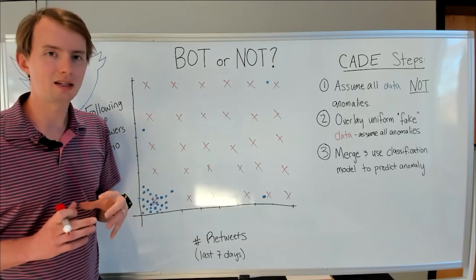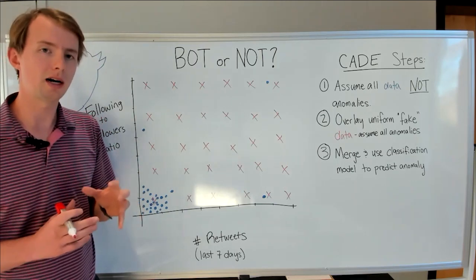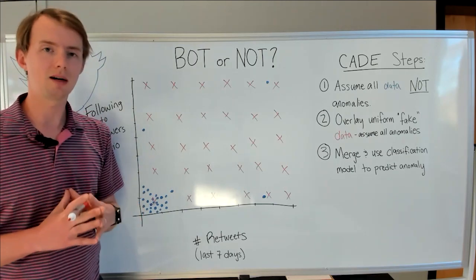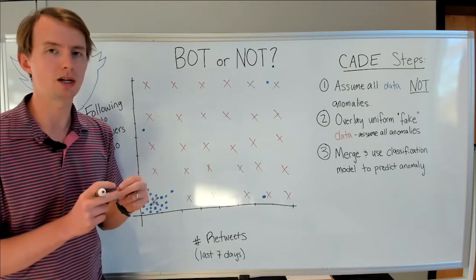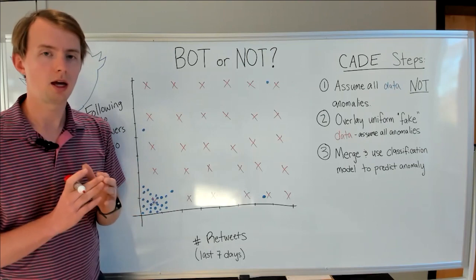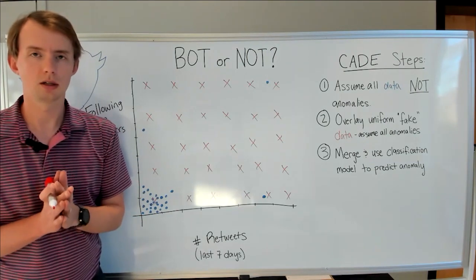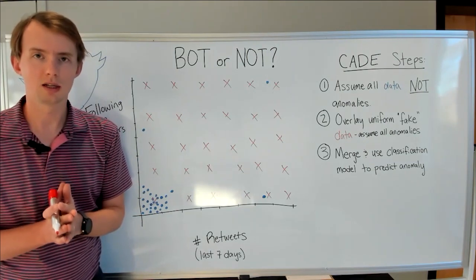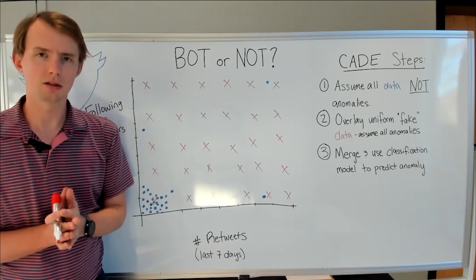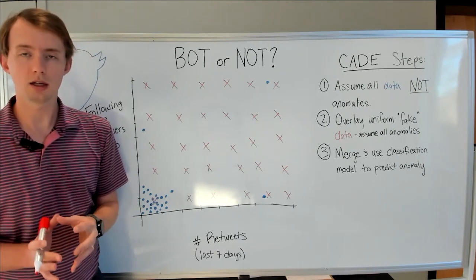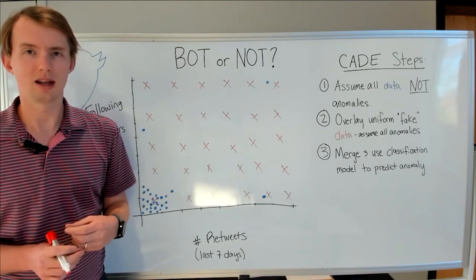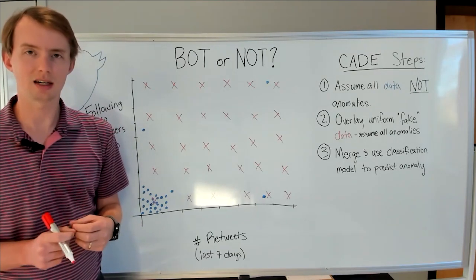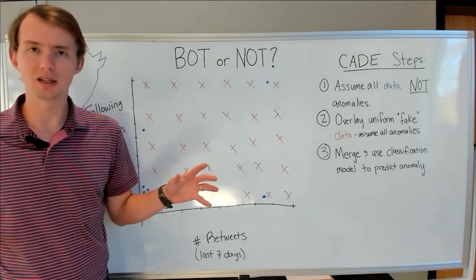So CADE, again, doesn't answer the question necessarily of bot or not, but it helps us identify anomalies so that we can dig into those specific examples and try and identify this. And the main takeaway I want you to walk away from this video is that anomaly detection, particularly CADE, is useful at helping predict anomalies and helping us find that needle in a haystack across many, many dimensions.